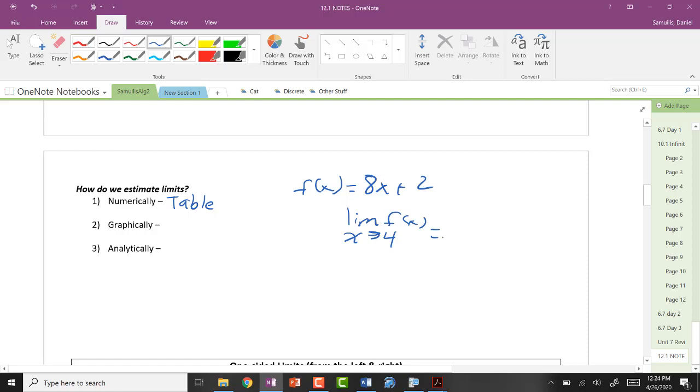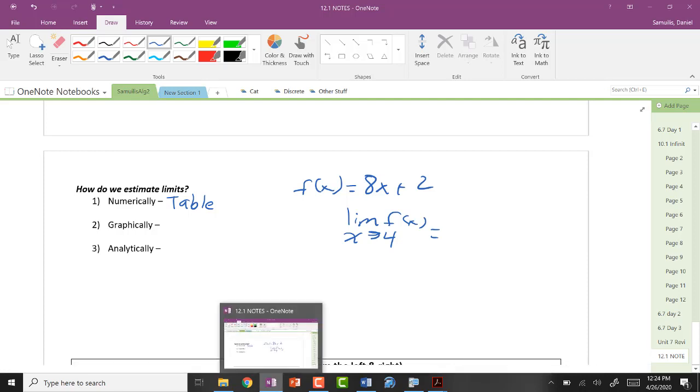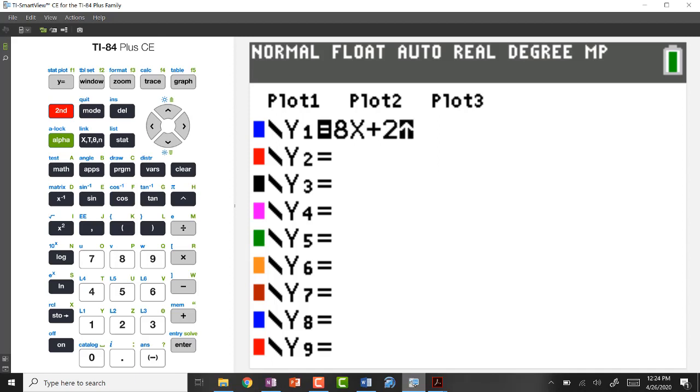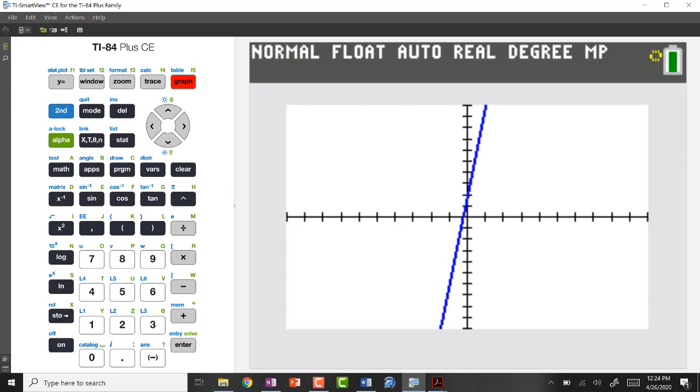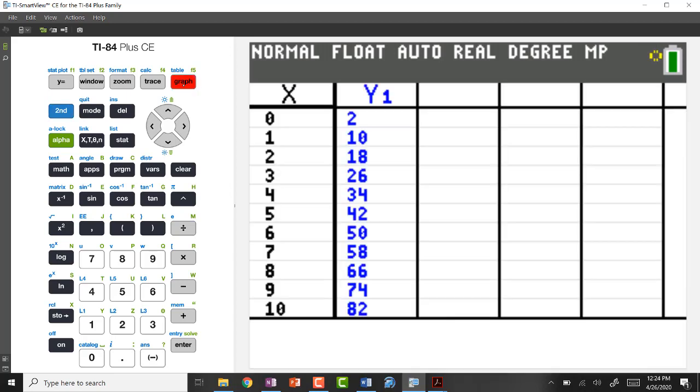If we're using a table to find the limit for this, we have 8x plus 2 in the table. What we're trying to do is figure out what the limit as x approaches 4 would be. As you're coming from the left to 4 and as you're going to the right of 4, what y value is it approaching? This one actually has a value, which is also the limit. So the limit would be 34, because as you're getting closer and closer to 4, the y value gets closer and closer to 34.